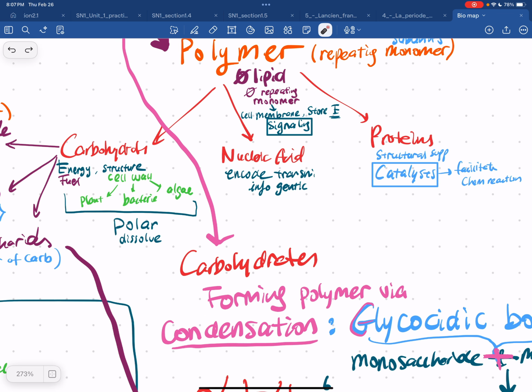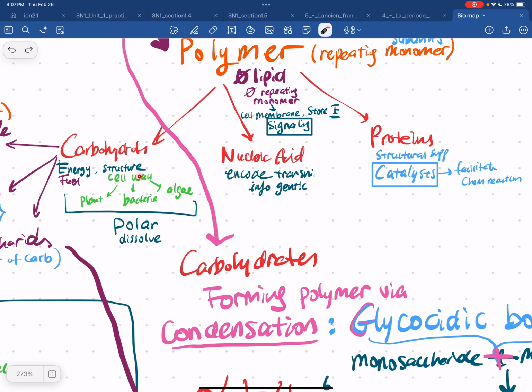Now talking about these three. There is energy and structure. Energy and structure is the carbohydrate. Fuel and structure is what carbohydrates mainly do, and they also do other things like signaling. But we'll talk about that later maybe.